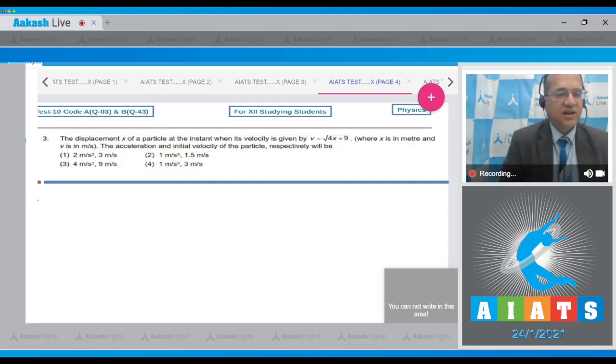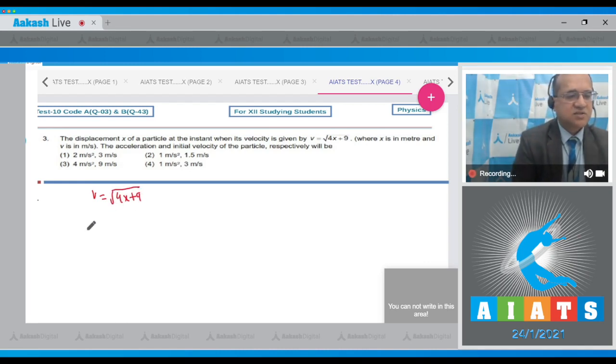So answer to this question is third option. The question number 3 says that displacement x of a particle at the instant when its velocity is given by the formula v is equal to root of 4x plus 9. X is in meter and v is in meter per second. And the acceleration and the initial velocity of the particle respectively will be. These are 4 options. The relation is given that v is equal to root of 4x plus 9. In order to find the acceleration, let's square on both sides. So v square will be equal to 4x plus 9. Now let's take derivative with respect to x on both sides. So this is equal to d/dx of 4x plus 9.